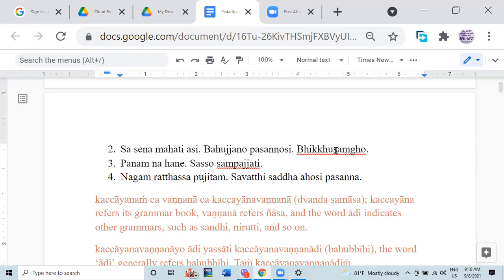So Sawuti Sada Ahosi Basana. Sawati is the name of a city in India. But here, Sawati means faithful, generous. Sawati is generous, Sada, a generous, faithful person, satisfying and happy. You can say that the people in Sawati are generous and faithful and happy.